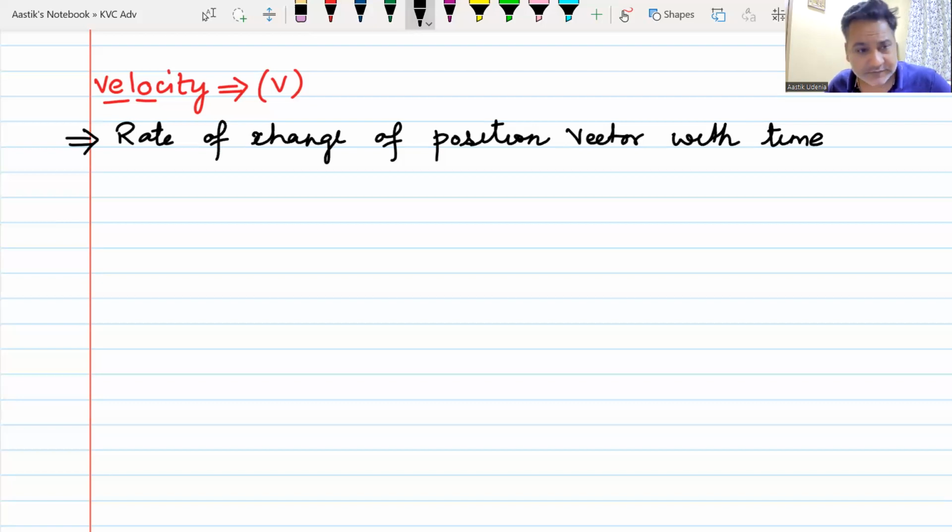Many a time you would have heard it, and that's not very wrong also. Not correct, but that doesn't mean that if something is not correct, it is wrong. Rate of change of displacement with time is exactly not correct. So I will write it as rate of change of position vector with time.